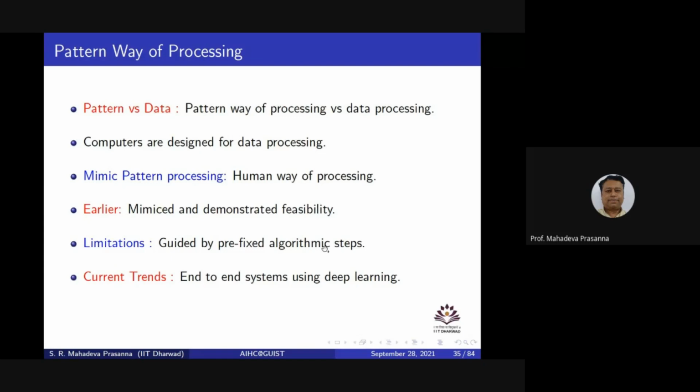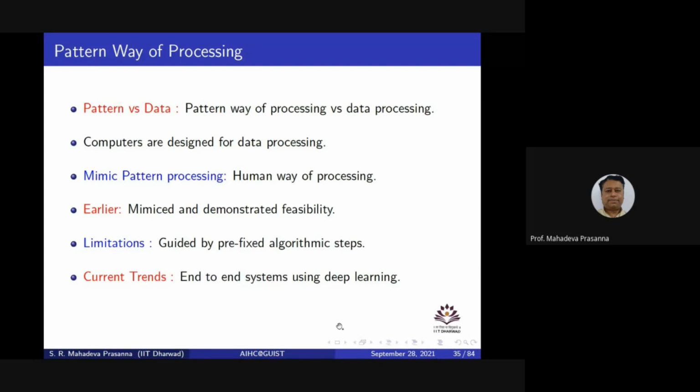So if you go from the field of pattern recognition to machine learning to deep learning, the whole effort is to develop abilities for computing machines to do pattern-wise processing. Even though a computer accepts and processes data, you have to build one more layer, like the OSI model in networking. You have to have one more layer which processes at the pattern level.